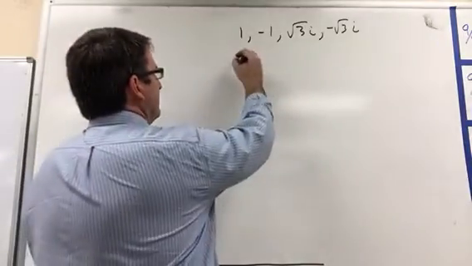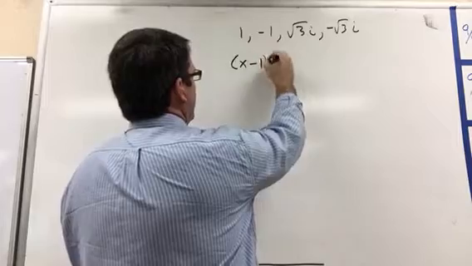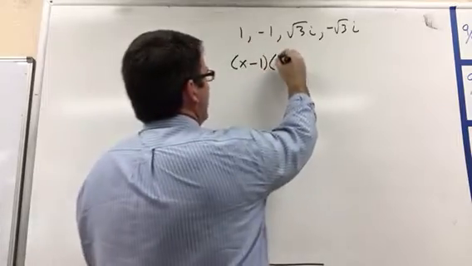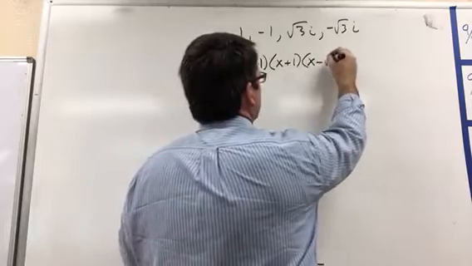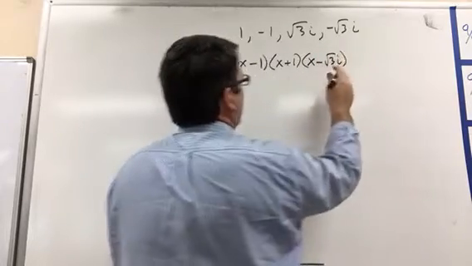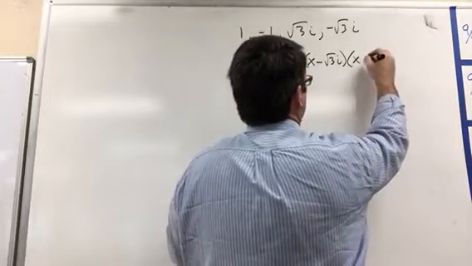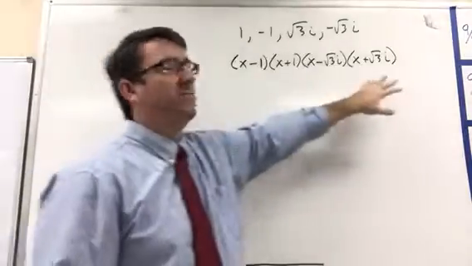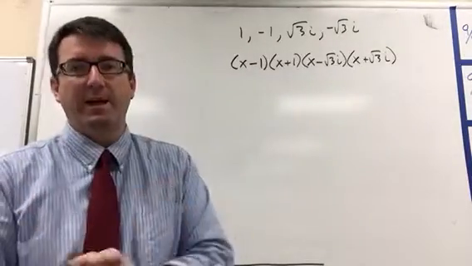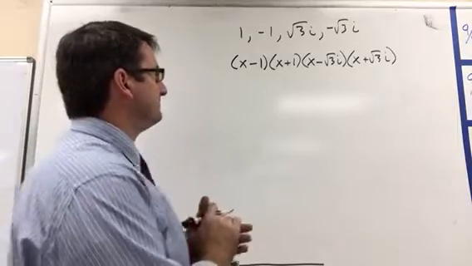To do that, all we have to do is just take x minus each of these. So x minus 1, x minus -1, which is x plus 1, x minus the square root of 3i, and x minus negative square root of 3i, which is x plus square root of 3i. So now we've got four factors that we can multiply together, and that will give us a polynomial.